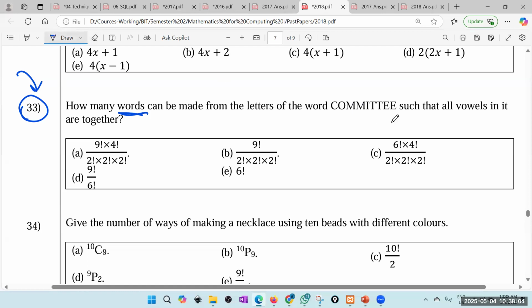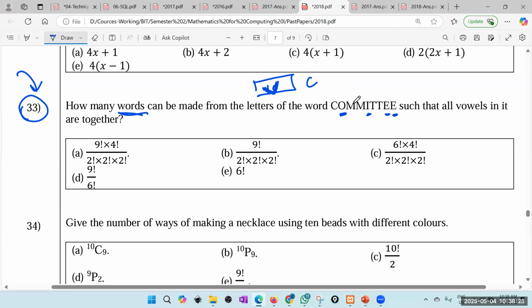And what are the vowels? O is a vowel, I is a vowel, E is a vowel. So therefore, we can take these 1, 2, 3, 4 letters together. This is my vowel block. So then we have other letters.